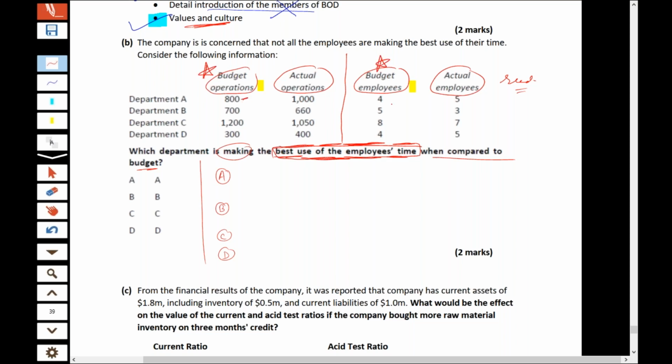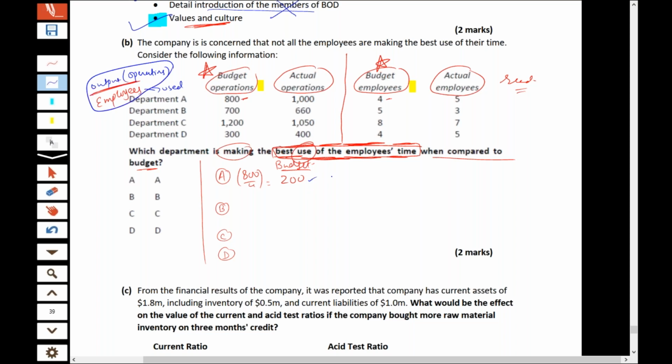The budget was 800 operations from 4 employees. That means the budget was 800 divided by 4, that means 200. What is this figure? I am dividing budgeted operations by the employees. That is the use of the employees. So when something is in use, in the denominator you place employees, because employees will be used, and the output is in the numerator. That is the operations per staff.